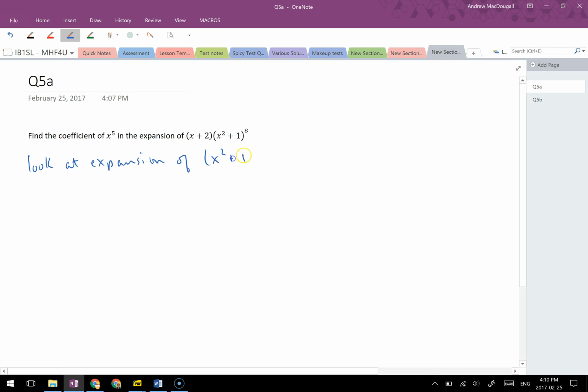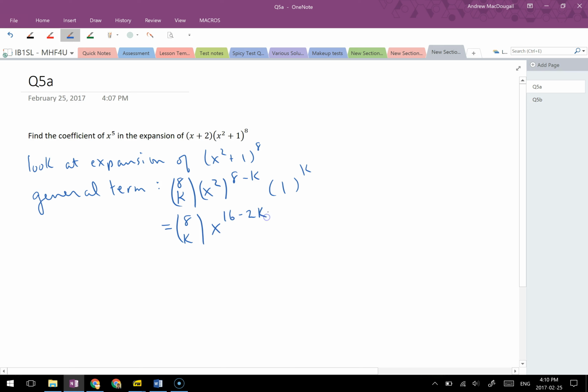So first I would say let's look at the expansion of (x² + 1)^8, and we'll do that using the binomial theorem. The general term in this expansion looks like 8 choose k times (x²)^(8−k) times 1^k. And note that 1^k doesn't really do anything, because 1 to any power is 1. So it's really x^(16−2k).